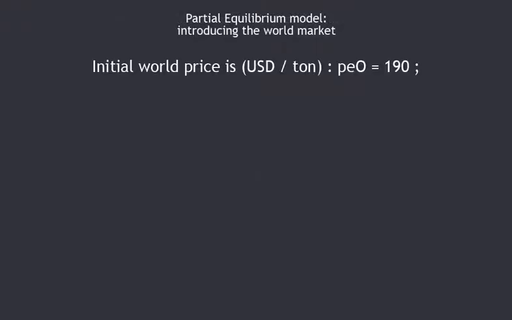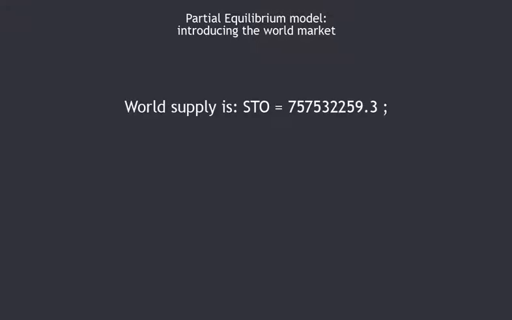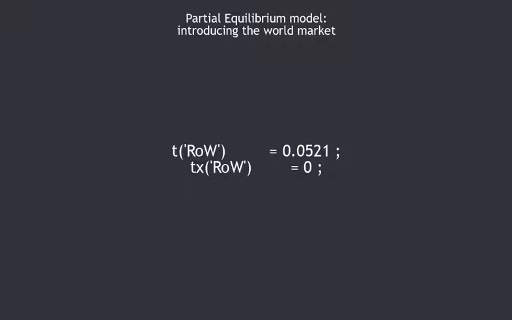Finally, you need an initial world price of wheat. In US dollars per ton, it will be 190. You need a world supply, so it is around 757 million tons. Then you need an import duty applied by the rest of the world. So I calculated an average duty for the rest of the world, and it is 5.21%. An export tax by the rest of the world, it will be 0.